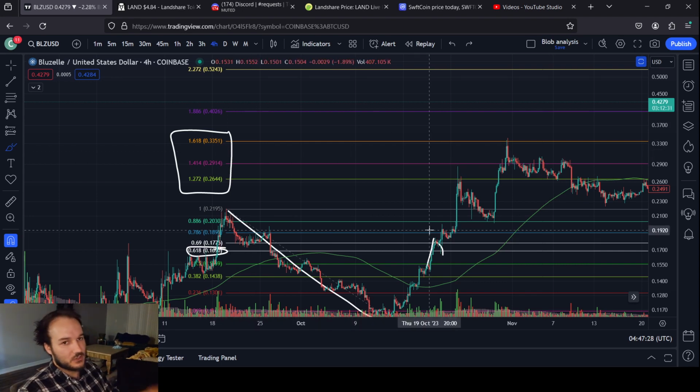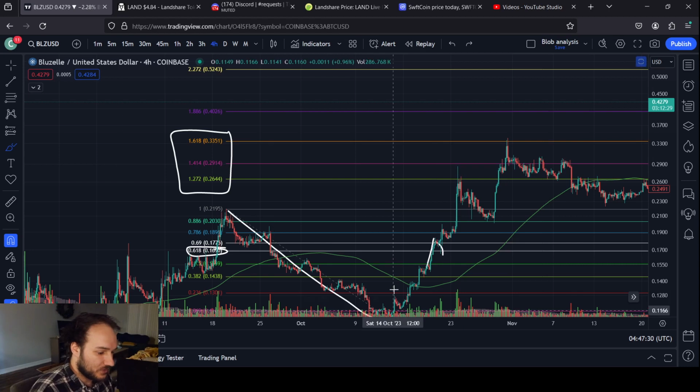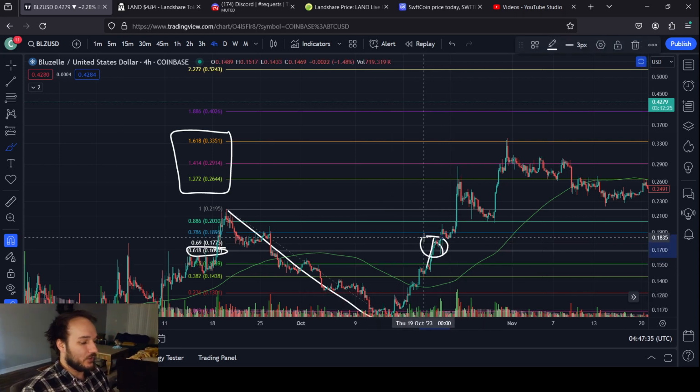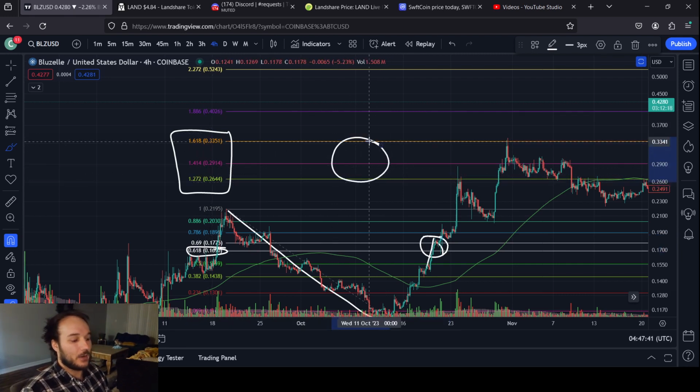Okay. And there's more things we're going to go over, but generally speaking, when you have this interaction with the 618, the target area is anywhere from your 1272 to your 1618. Now, these are all lines, okay? They are not requirements. You do not have to hit them.